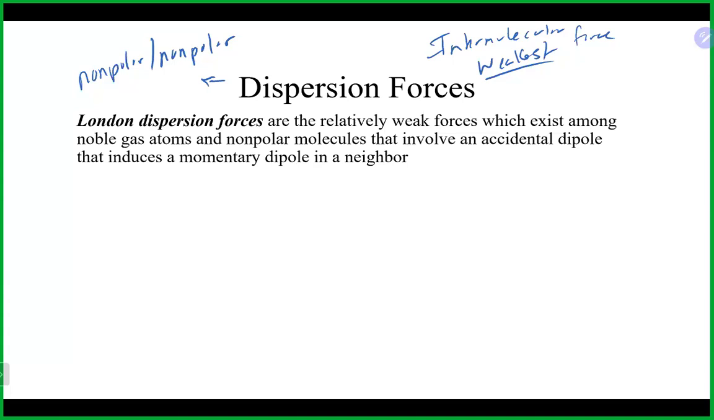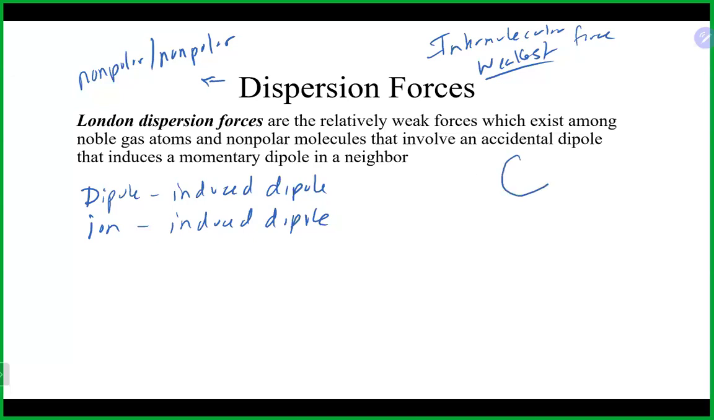There is what is sometimes referred to as a dipole-induced dipole interaction or an ion-induced dipole. And what that means is, for example, if you had a nonpolar molecule, it is basically going to be neutral. There is no positive side, there's no negative side to it. It's just a neutral sort of molecule.